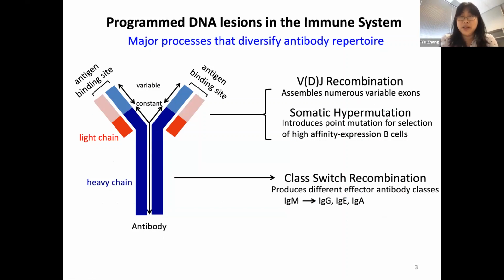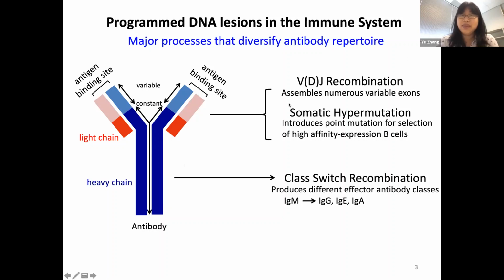To generate these antibodies, there are three major processes. Before that, let's talk a little bit about the antibody, which comprises two heavy chains and two light chains. Each type of chain consists of a variable region that binds to the antigens and a constant region that directs the antigenic stimulation into the proper immune response. The three processes of antibody diversification occur in B lymphocytes.